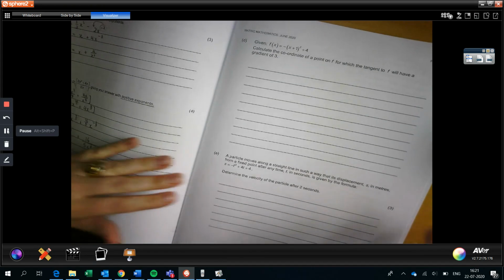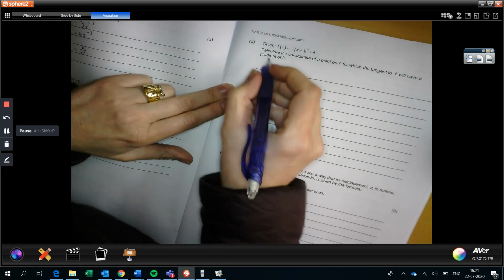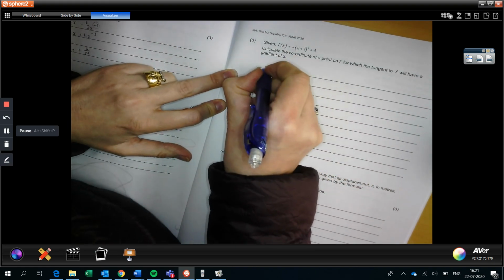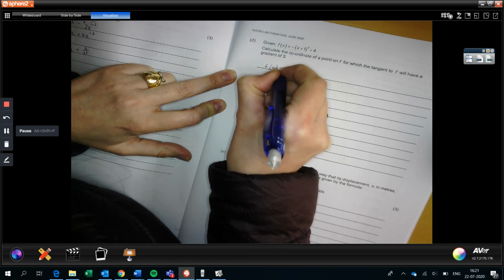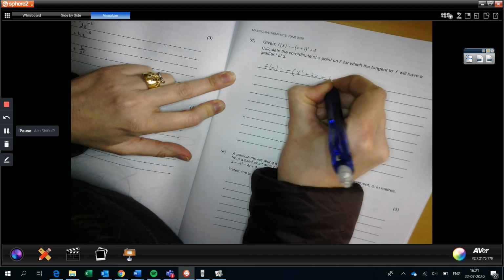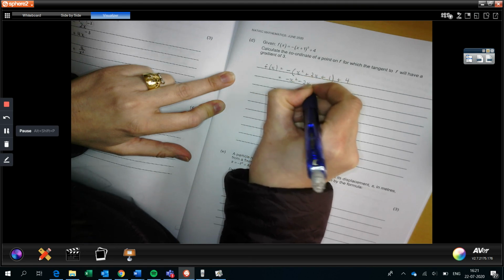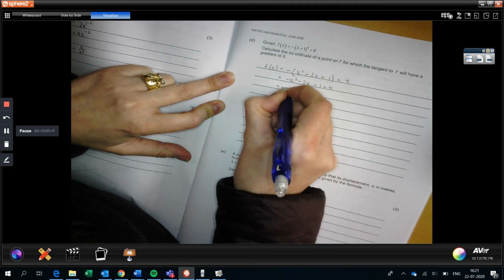D says, given that function, calculate the coordinate of a point on f for which the tangent to f will have a gradient of 3. So this has to do something with the derivative, because remember the derivative is a formula for the gradient. So let's differentiate this. It's not ready for differentiation. So we've got to say f of x. Remember, when you square a binomial, you get 3 terms, distribute the negative, and simplify.